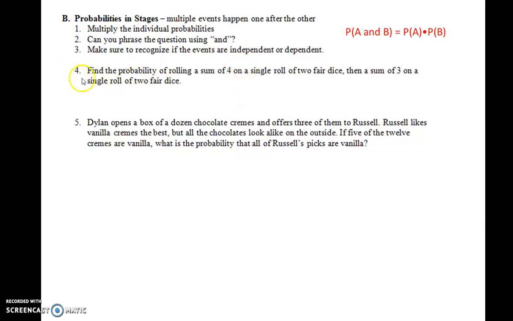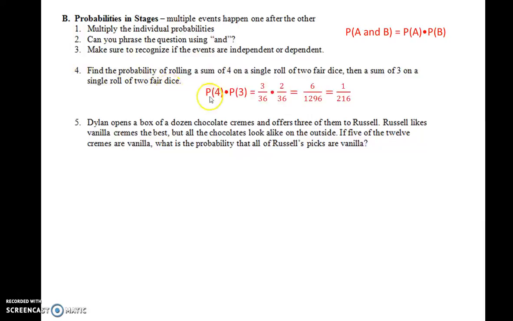So in our example here in number 4, it says find the probability of rolling a sum of 4 on a single roll of 2 fair dice, and then rolling a sum of 3. And you notice I automatically use the word "and." So that means that we're going to be thinking of these things in stages. Now you're going to roll the 2 dice, sum them up, pick them up, roll again. They are independent of each other because what happens on the first roll is not going to change what could happen on the second roll.